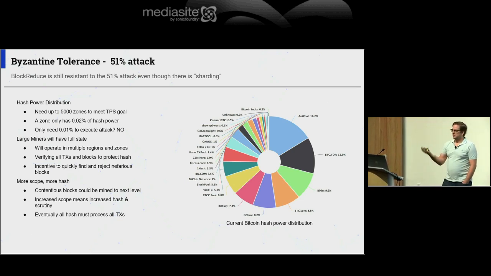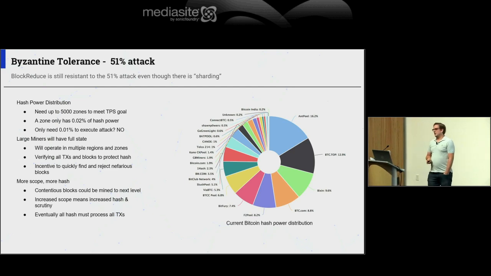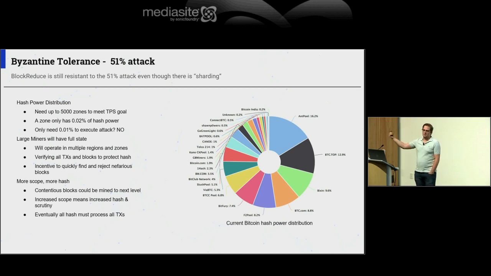And the reason it's no is because the large miners would be incentivized to have greater scope of the chain. They'd be incentivized to make sure that they're validating as many transactions as possible. And that process would create quick identification and cascading of non-nefarious hash power into what was either a non-nefarious fork or a nefarious attempt at including a transaction. And so as we get more scope, we'd end up getting more hash, and contentious blocks would be adjudicated by more and more hash power.